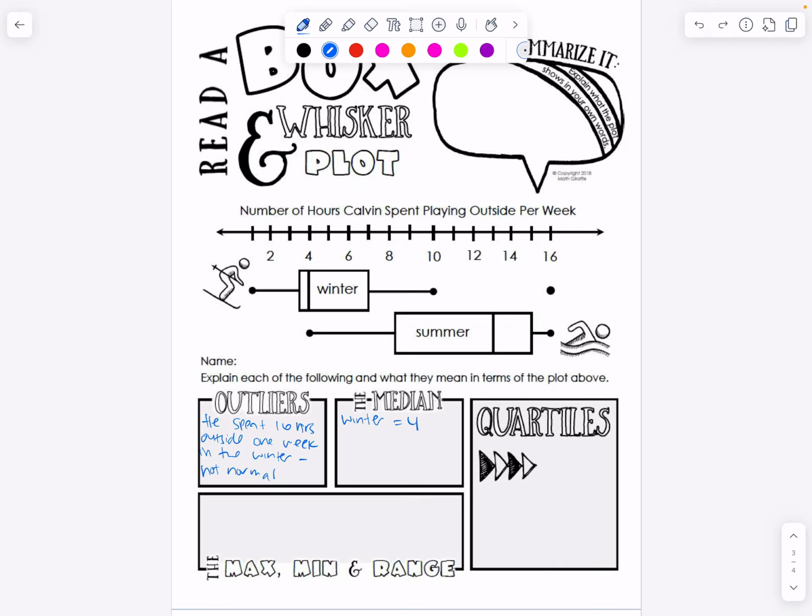So if we look now at the median in the winter, that's where we would be looking right here. So how many hours in the winter was the middle number of hours? So we would say that is 4. And then looking at the summer, again, we'd want to look at what is the median number of hours he spent outside in the summer. So that would be 13 hours.